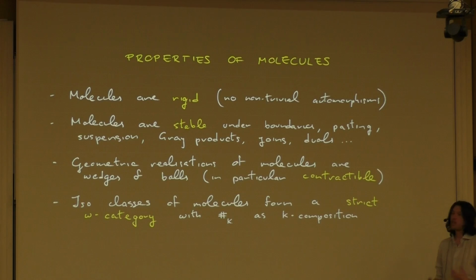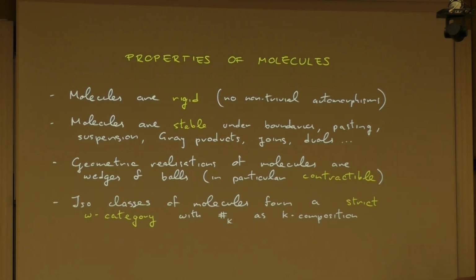So again, molecules have lots of nice properties. They are rigid. They don't have any non-trivial automorphisms, which also ensures that in the previous slide, when I said along an isomorphism, it's always going to be unique. So it's independent of what isomorphism we choose. Again, they're stable under pretty much anything that you can hit them with: boundaries, pasting, suspension, Gray products, joins, and duals. There is a notion of geometric realization of our oriented poset, and all molecules are realized as some generalized wedges of closed topological balls, and they're particularly all contractible.